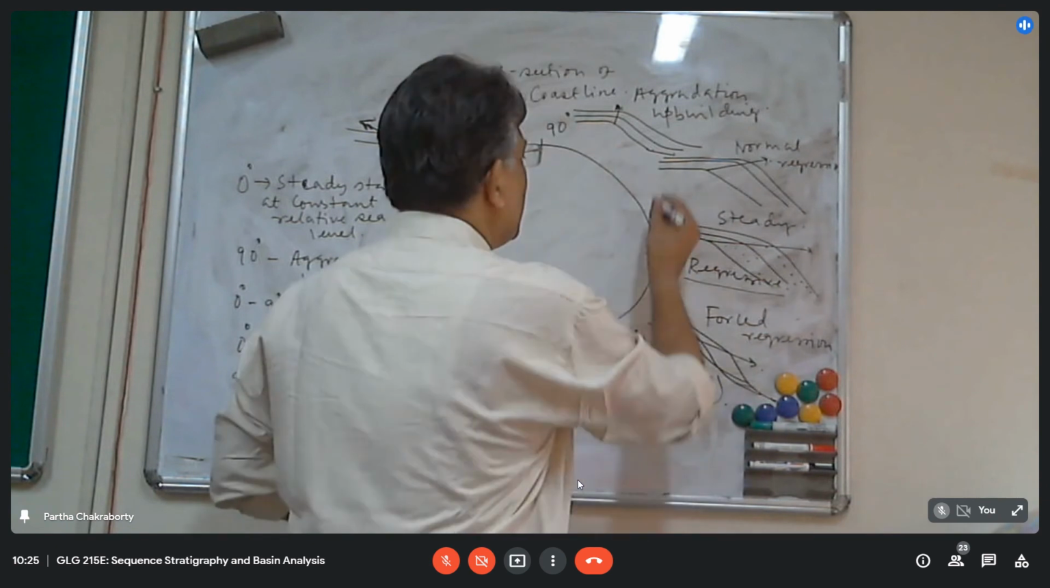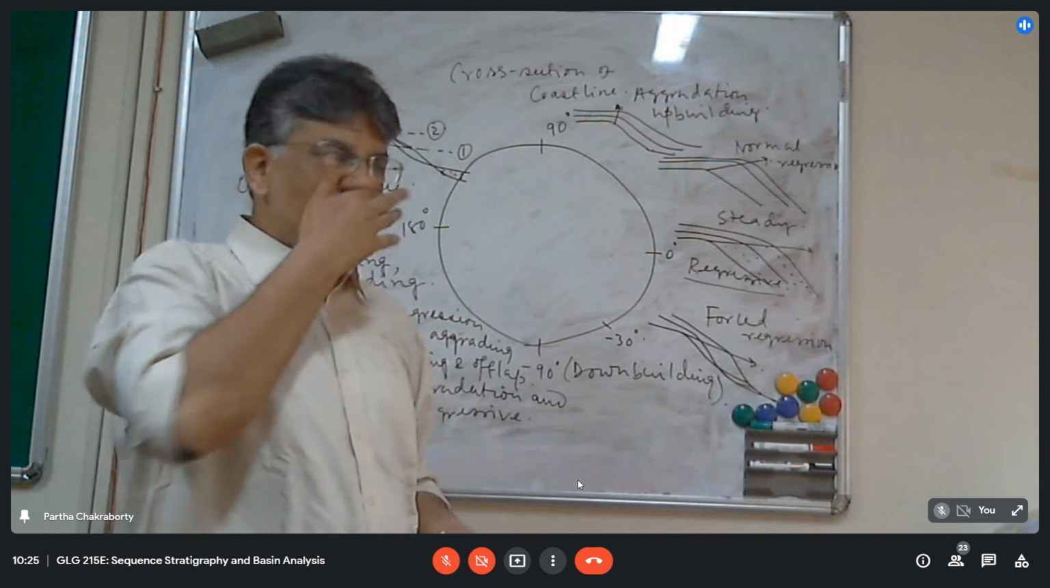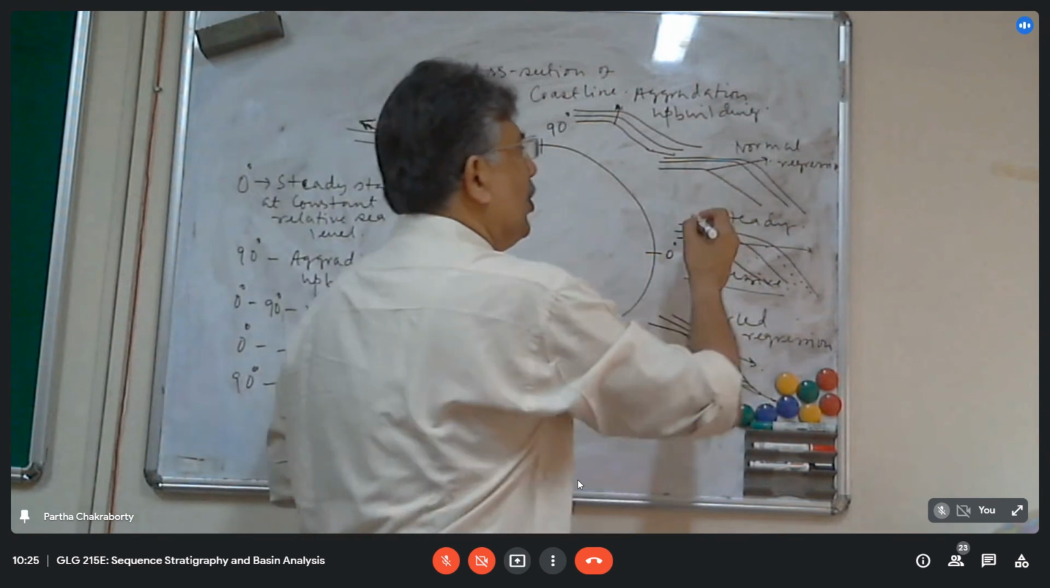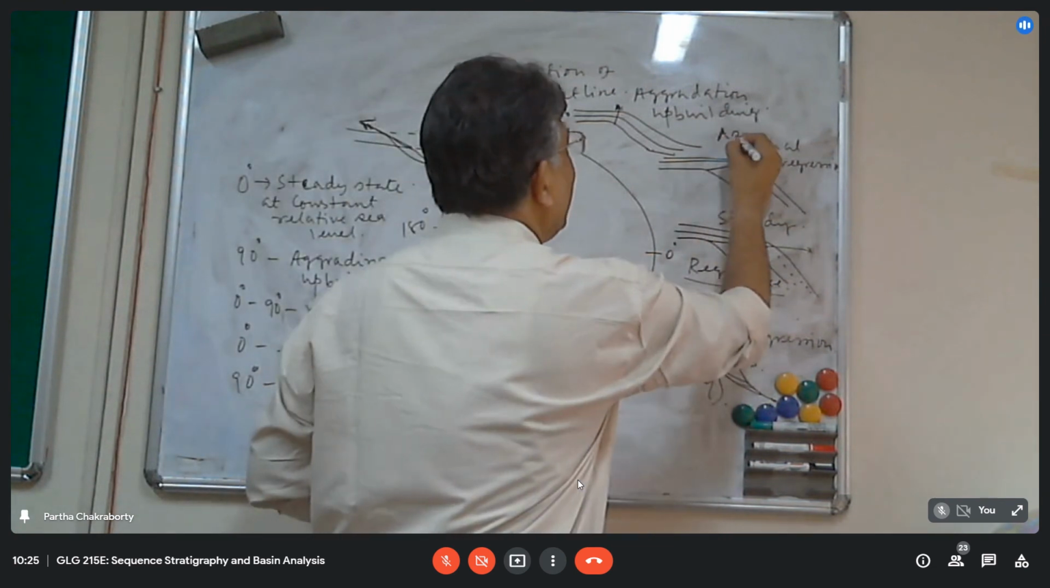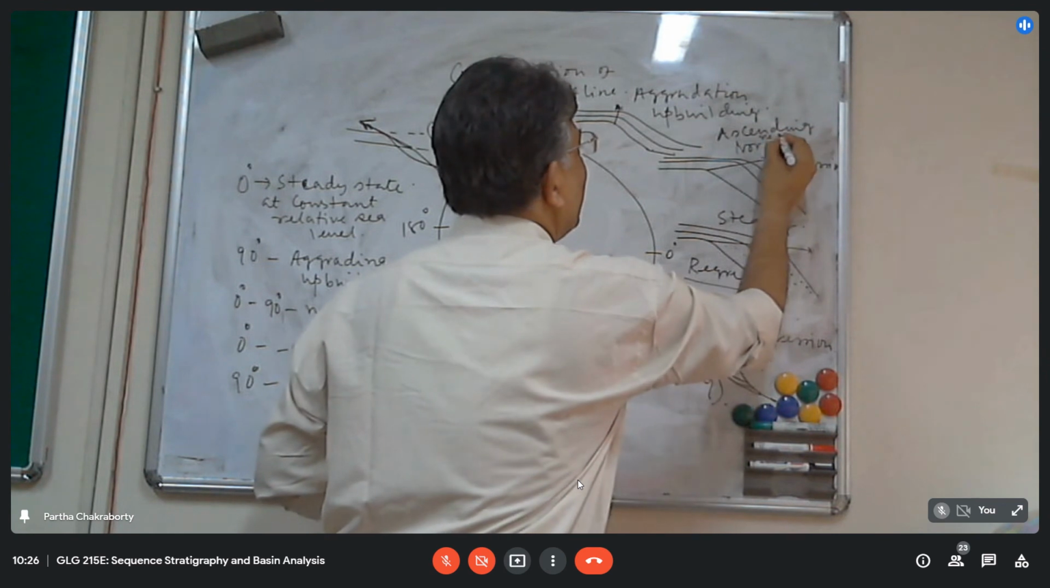Now you come to this 0 to 90. This is actually one example that is being shown, which is ascending regression. We call it ascending regression.